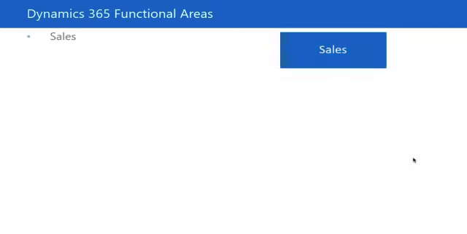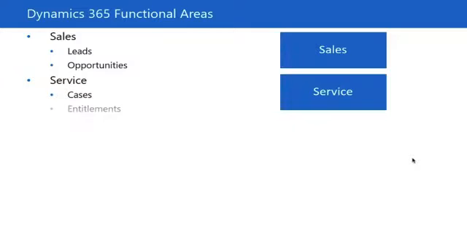First, we have sales. Some of the common record types we'll talk about in the sales business application are leads and opportunities. Next, we have the service business application. Within the service business application, some of the common record types found are cases, entitlements, and the knowledge base.